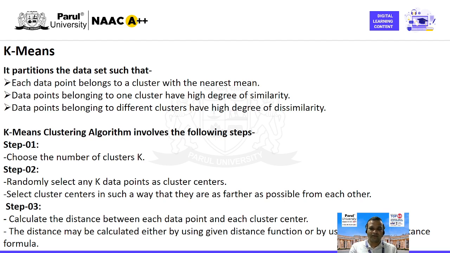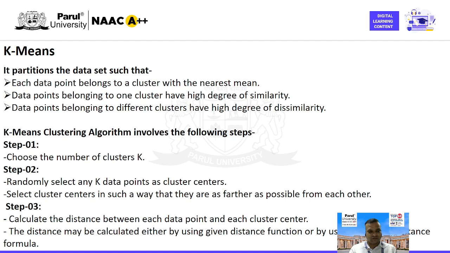We already discussed that this is a centroid based method. First we have to calculate the center distance of all data points and we calculate the mean. We will discuss step by step. The second one is the degree of similarities and degree of dissimilarities. These are the steps we have to follow in the k-means clustering algorithm.